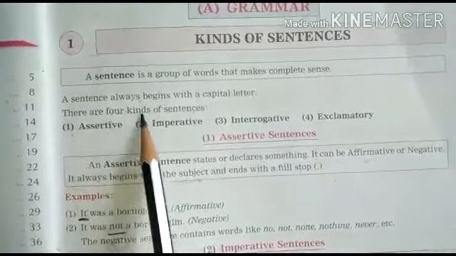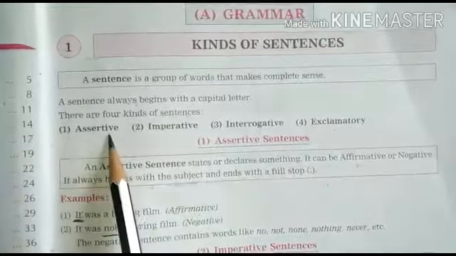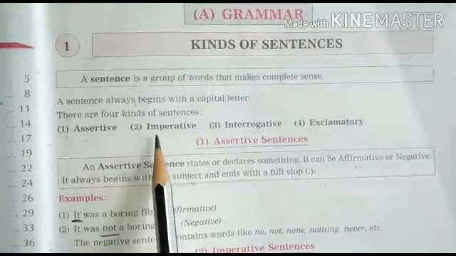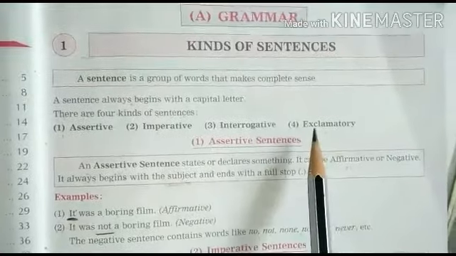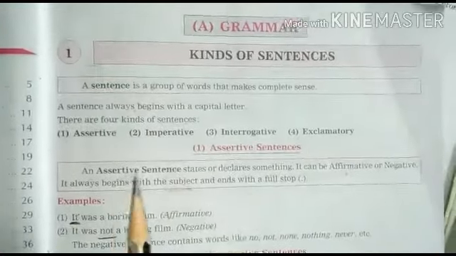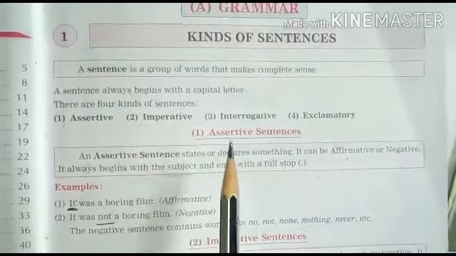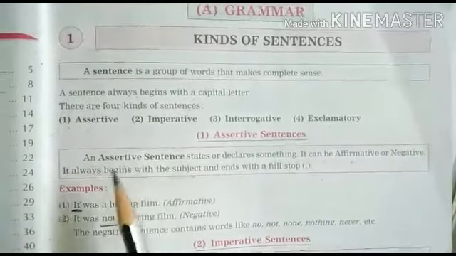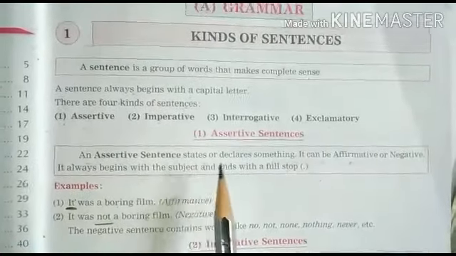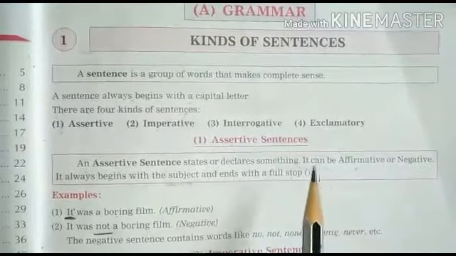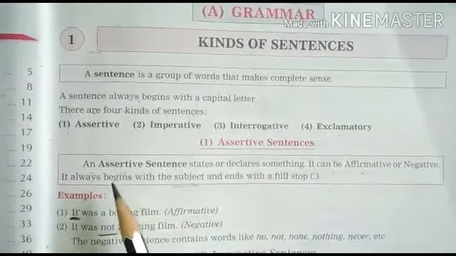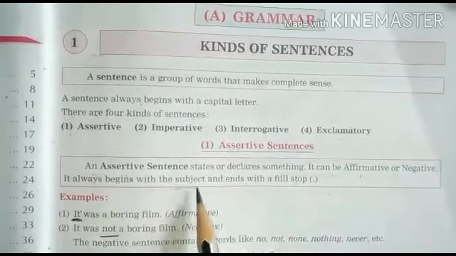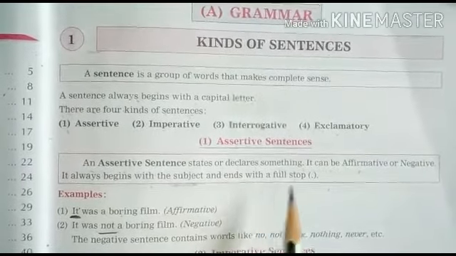There are four kinds of sentences: assertive sentences, imperative sentences, interrogative sentences, and exclamatory sentences. Now let's go through assertive sentences. An assertive sentence states or declares something. It can be affirmative or negative. It always begins with the subject and ends with a full stop.